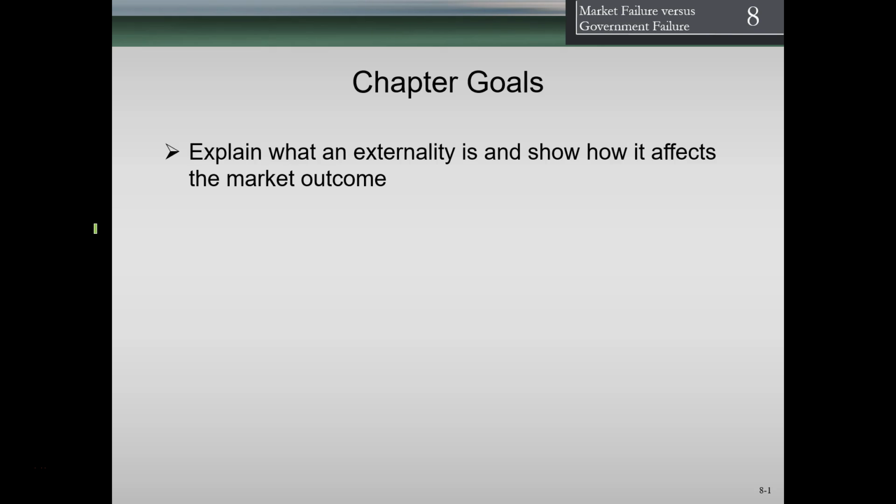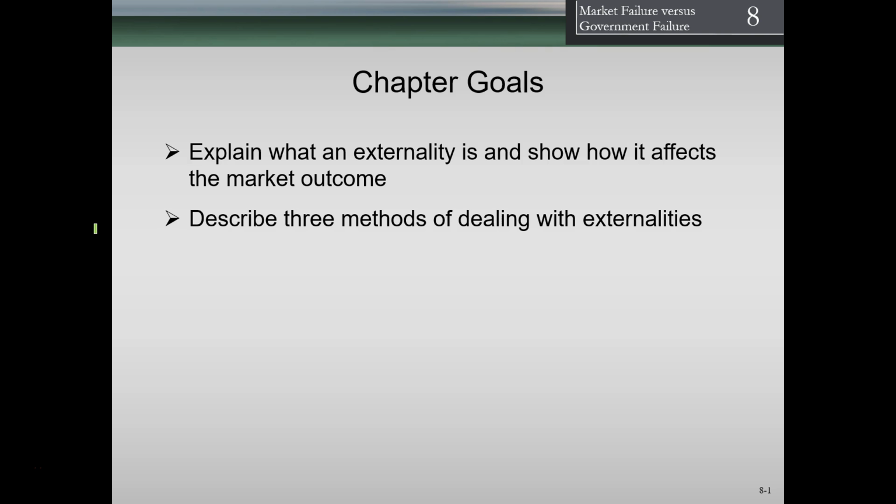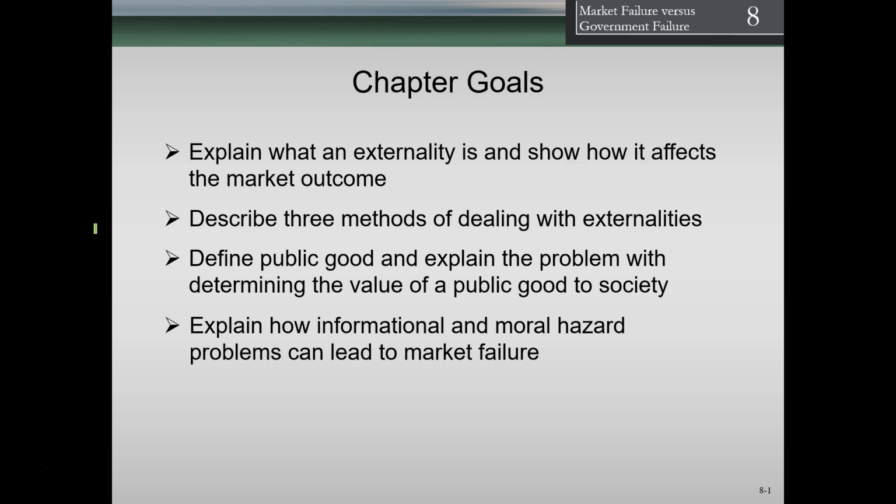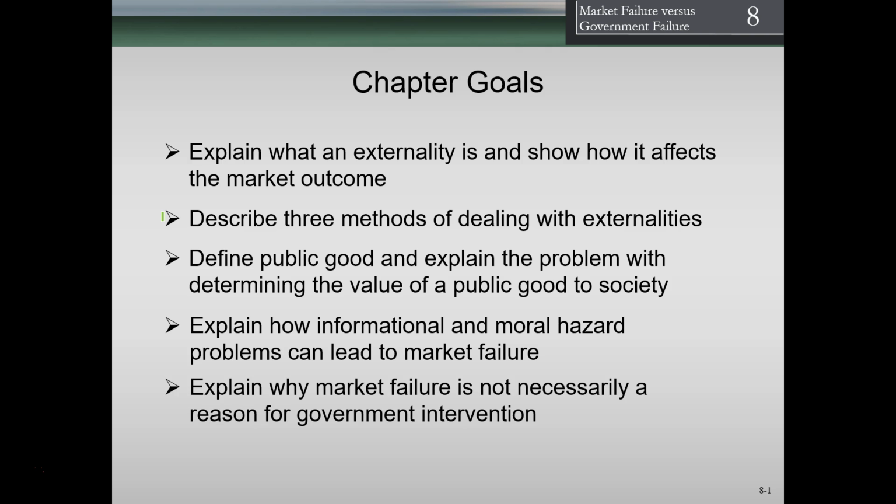Hello, in this lecture we're going to continue on with our discussion of market failure versus government failure, Chapter 8. Remember that our goals are to explain what an externality is and show how it affects the market outcome, describe 3 methods of dealing with externalities, define public good, and explain the problem with determining the value of a public good to society, explain how informational and moral hazard problems can lead to market failure, and explain why market failure is not necessarily a reason for government intervention.